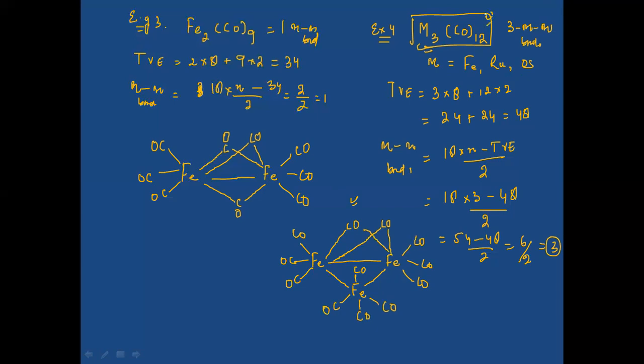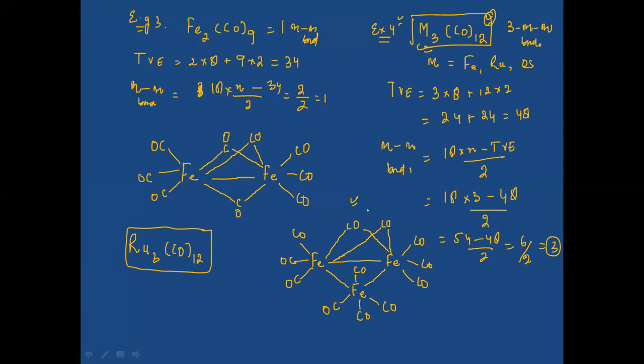This question has been asked in the NET exam. So the question was like this: you are given a compound Ru3(CO)12 and you are asked how many bridging and terminal carbonyls are present in this compound. So if you remember this type of example, you can clearly understand this thing.